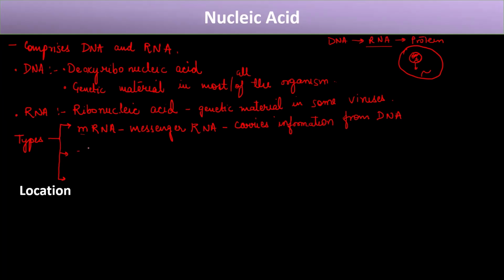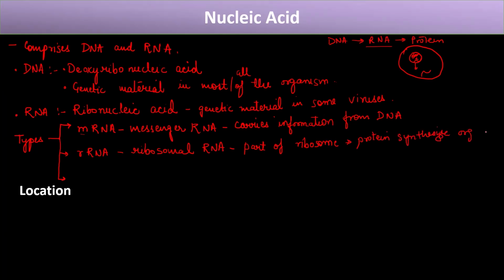Now the second type of RNA is rRNA, which stands for ribosomal RNA. And what it does, so ribosomal RNA is a part of the ribosome. And what is ribosome? We know it is the protein synthesis machinery or organelle, right?